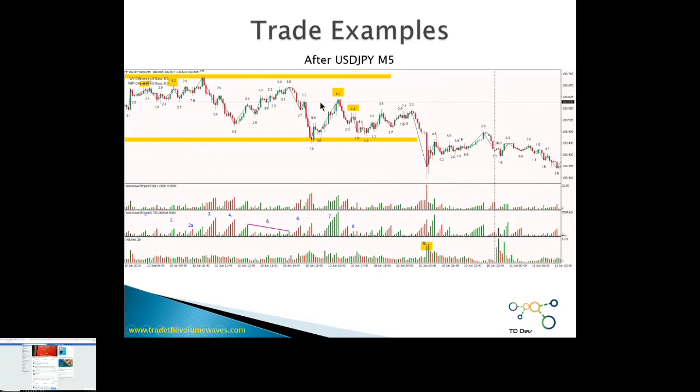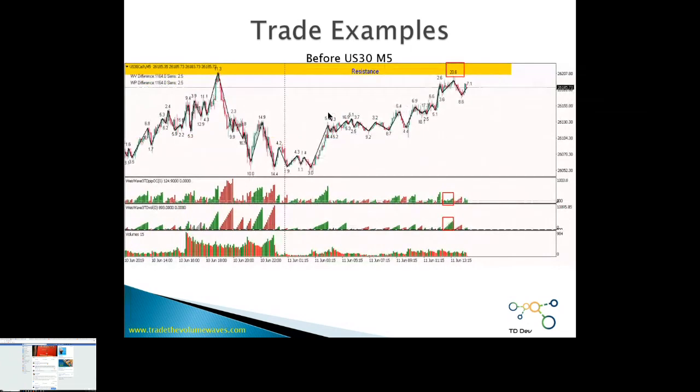Okay, let me go to another example. So this is what happened. That's US 30, 5 minutes. That's a before picture again. So we're going up, we'll get the first nice down wave. Here, some smaller ones, then we get also some buying here, and we start going up again.